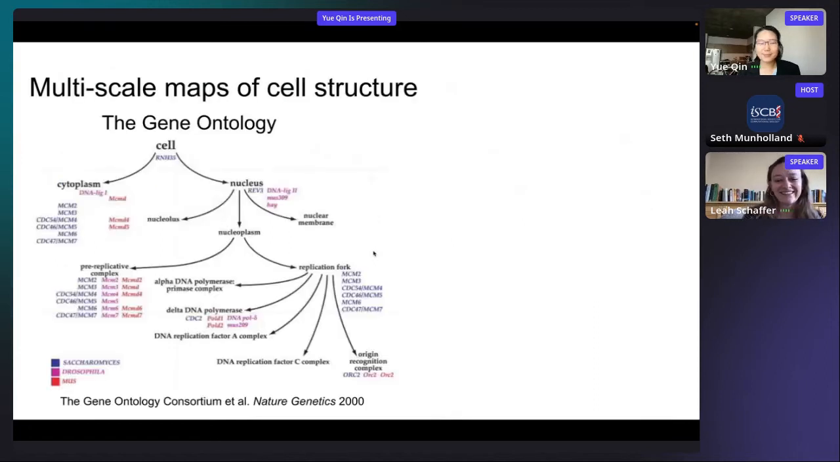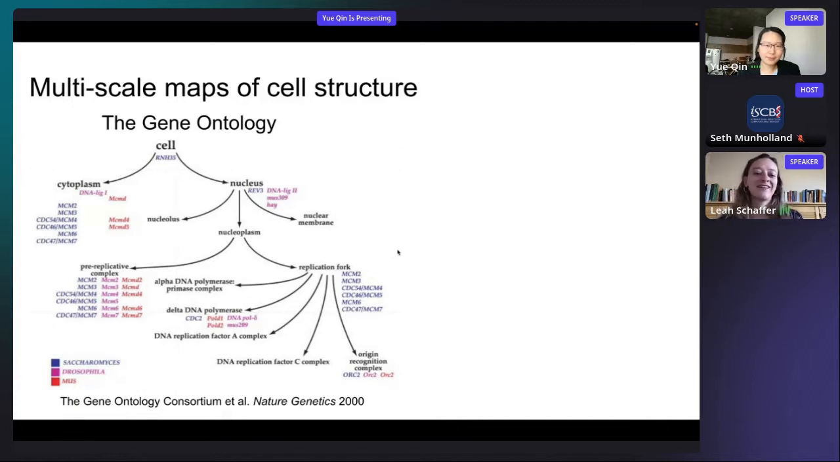Next slide. So one of maybe the most well-known examples we have of one of these maps of cell structure is the Gene Ontology, where larger GO terms at the top of the GO hierarchy, such as the cytoplasm and the nucleus, are factored into smaller and smaller GO terms that then describe protein complexes or subunits of protein complexes.